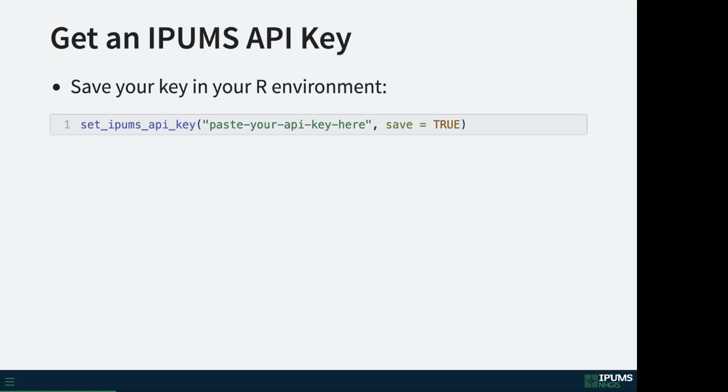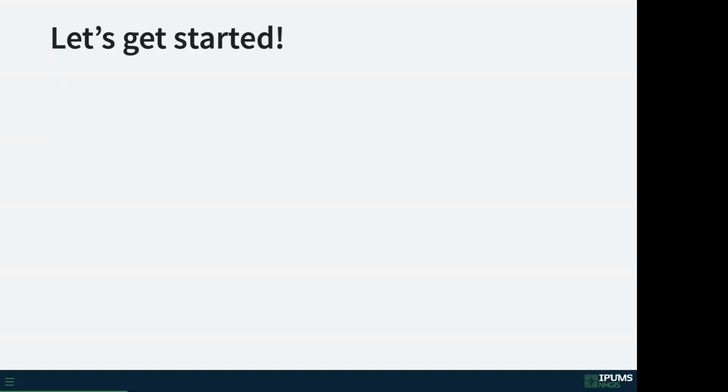So by saving your key in your environment, all the functions that I demonstrate in IPUMS know to look in your environment for your key, and they'll handle that on their own, and you don't need to worry about it. If you run this line of code with your new API key, you should be good to go, and you don't really have to think too much about your API key after that. I'll also mention that everything I demonstrate for the rest of the webinar does assume that you have your key saved in your environment. Okay, so that's all the setup.